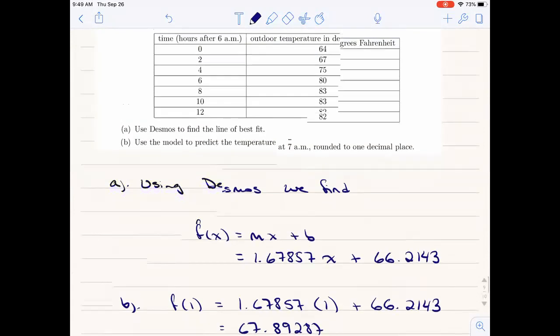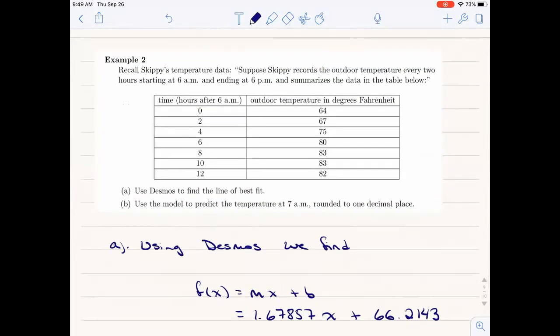The way this is structured, the input is the hours after 6 a.m., so 6 a.m. is denoted by a 0. We have to keep track of how these inputs are being done.